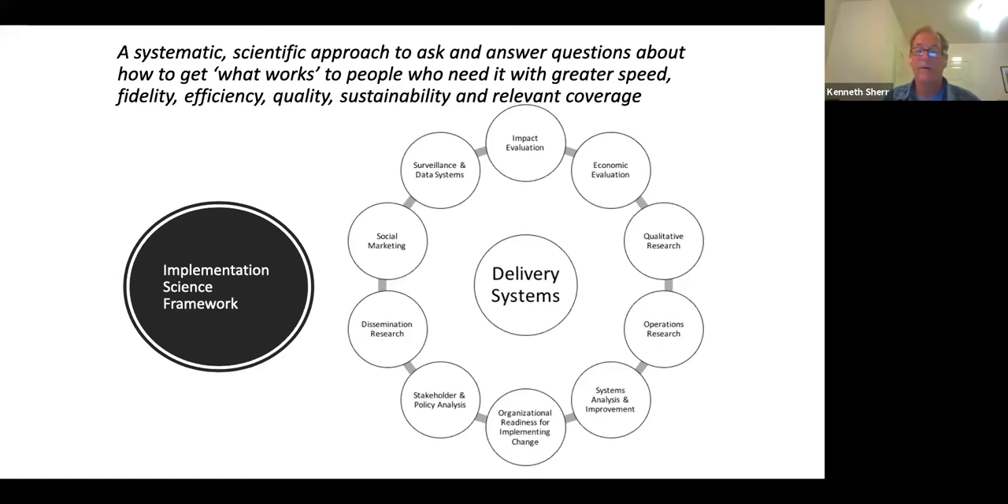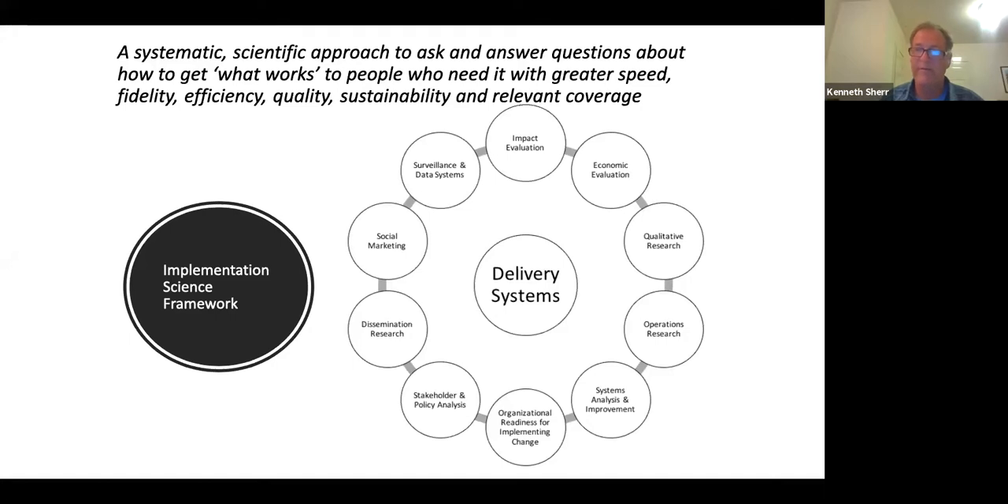We want to focus on getting what works out there. And what I mean by what works are those proven evidence-based interventions that come out of efficacy trials largely. And we want to do it faster, so it doesn't take 17 years to get a fraction of our knowledge on what works to the benefit of populations.